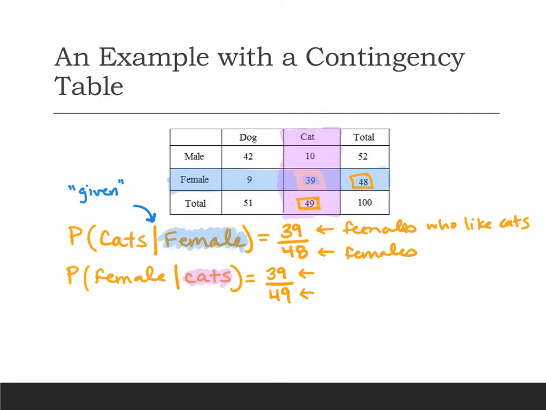So now I'm using this number as my bottom number, the total number of cat lovers, as opposed to dog lovers. And then, of course, still females who like cats. All right, so contingency tables, don't let those end up throwing you off. They're actually really easy to find probabilities in, as long as you know the trick to apply.